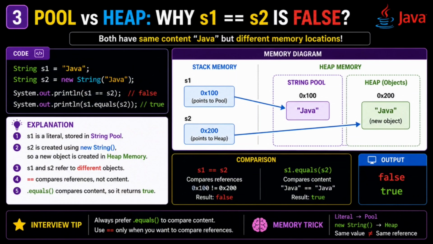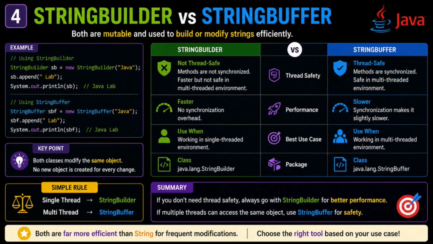Now that we understand how string objects are stored and compared, let's see why Java introduced StringBuilder and StringBuffer. Unlike String, both StringBuilder and StringBuffer are mutable. That means their content can change without creating a new object. For example, the append method modifies the same object repeatedly. This makes them significantly more efficient when you're building or modifying large amounts of text.